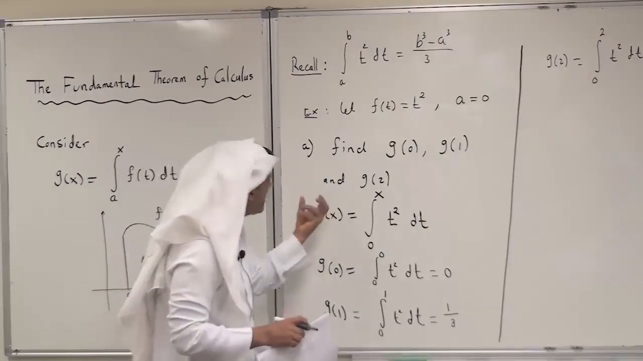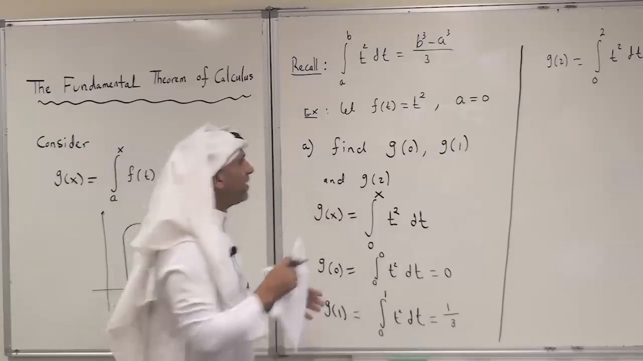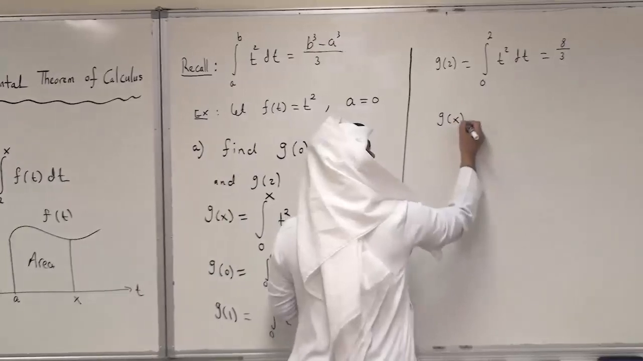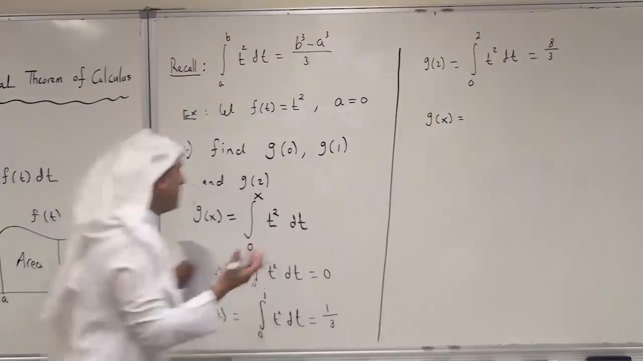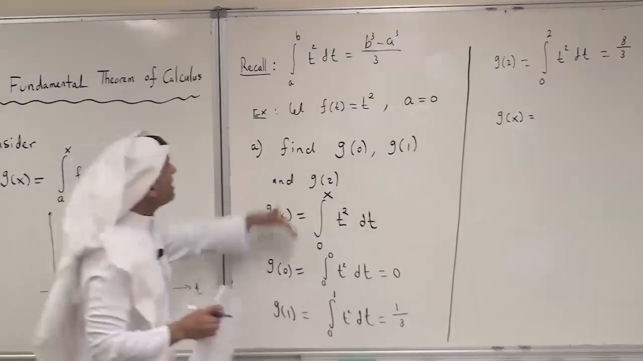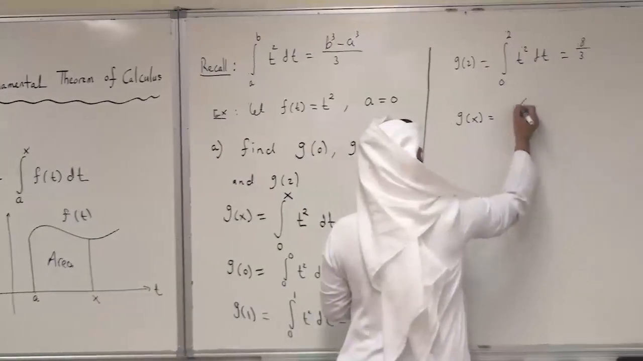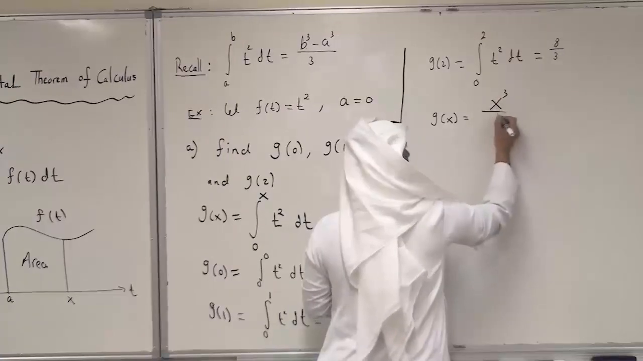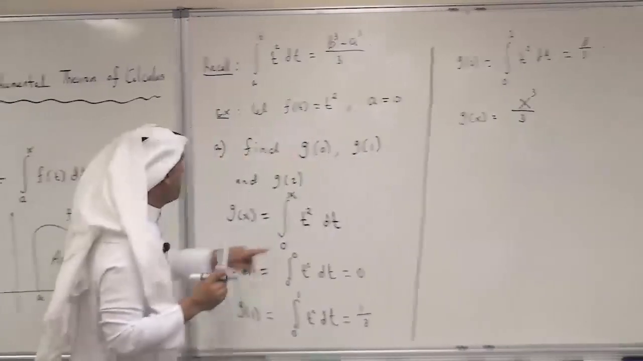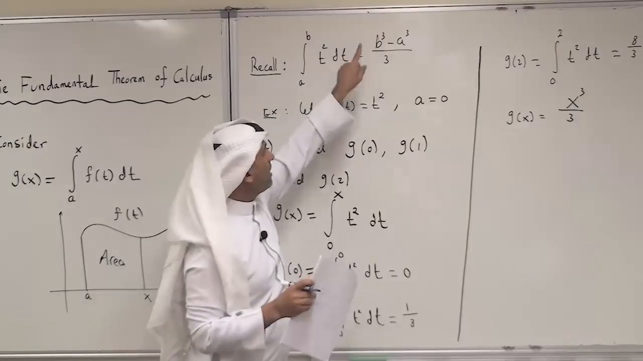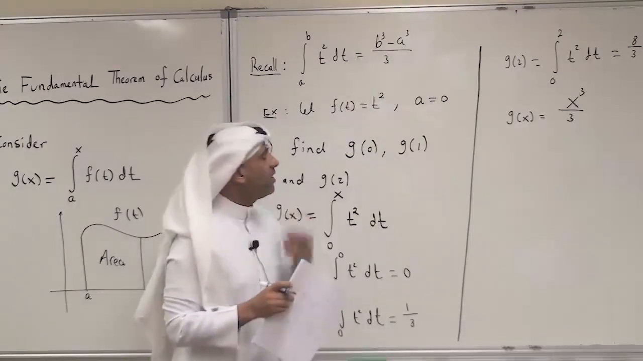Now, let us try to find an expression for g of x for this specific exercise. What is g of x equal to? If we use the same formula here, we get x cubed over 3. Why? Because we are integrating t squared from 0 to x. Using the formula, I'll get x cubed minus 0 cubed over 3. That is x cubed over 3.